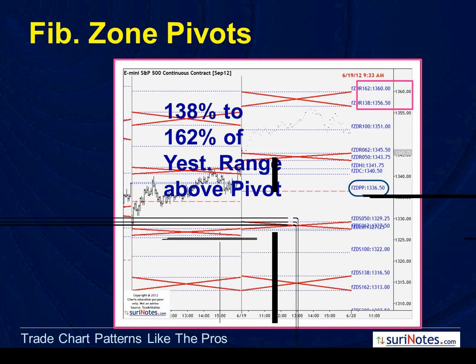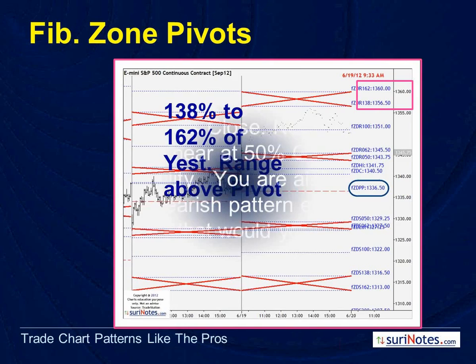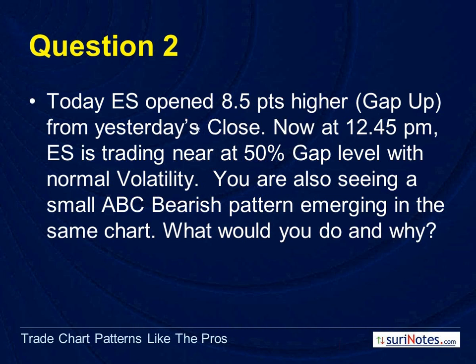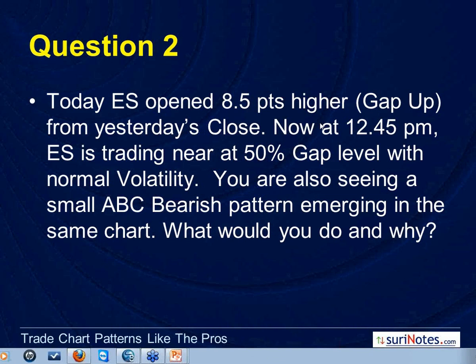Okay, we're ready for question 2. Today ES opened 8.5 points higher. I actually have a chart to show, so first I wanted you guys to read it from yesterday's close. And now at 12:45 p.m., ES is trading near 50% of the gap level with a normal volatility, right? And you're also seeing a small ABC bearish pattern emerging. So how would you trade this?